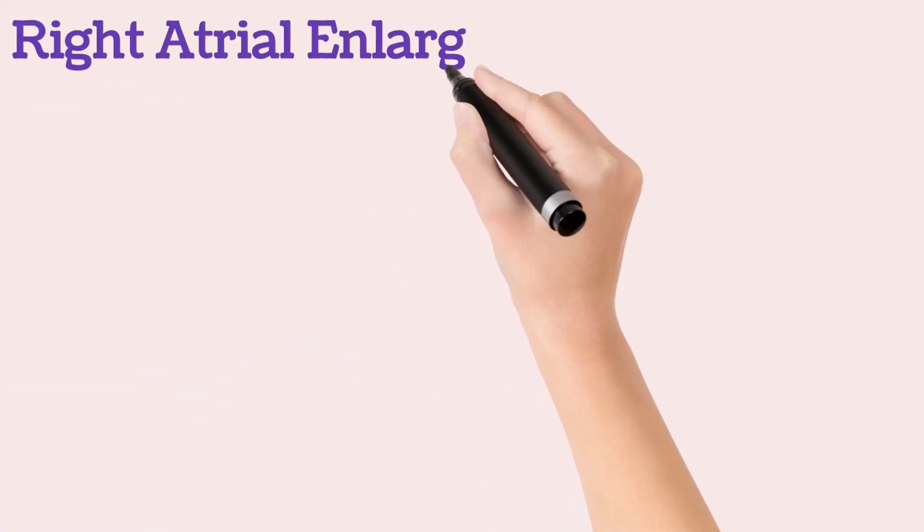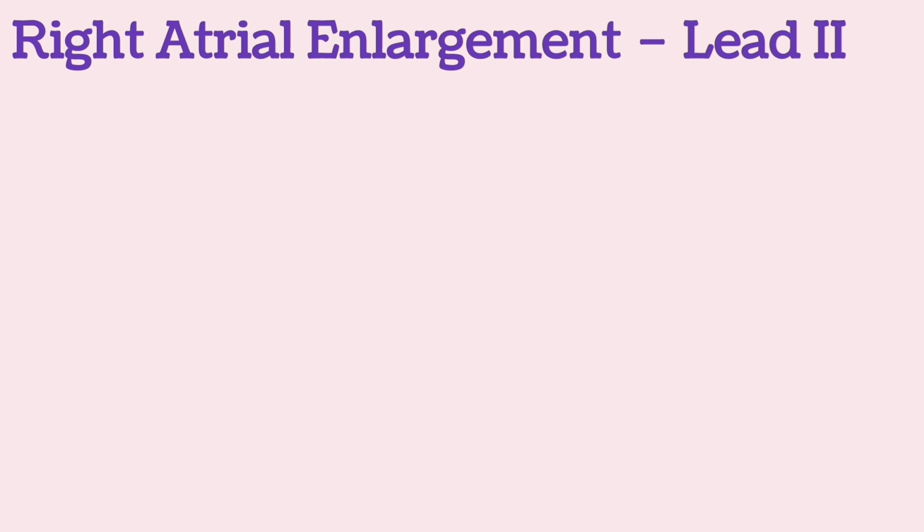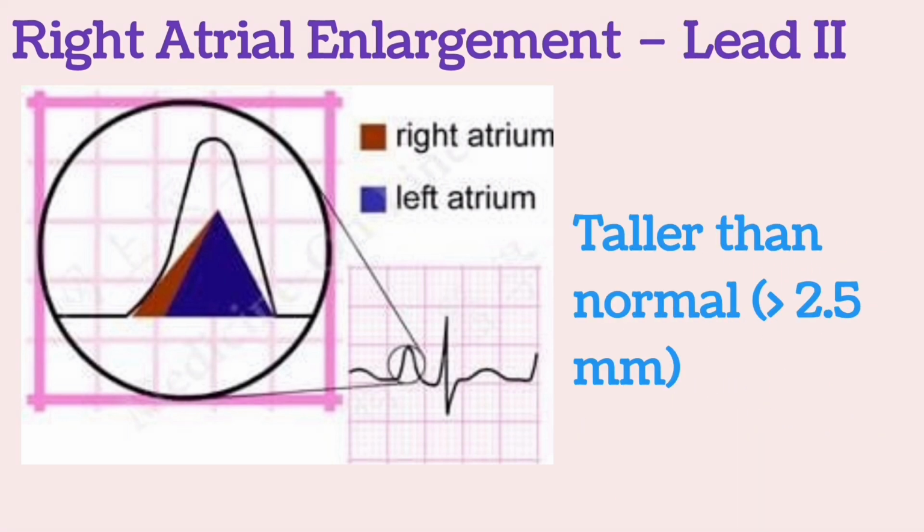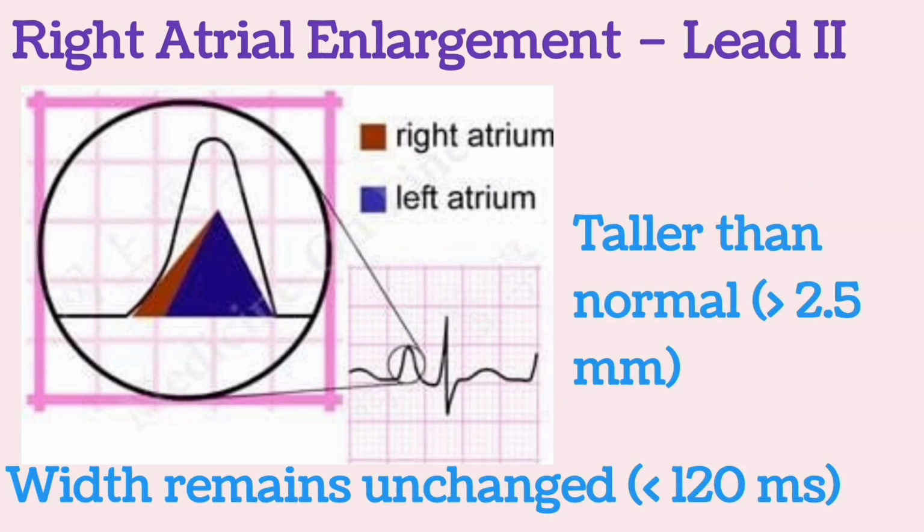Right atrial enlargement. In right atrial enlargement, the right atrial depolarization lasts longer than normal, and its waveform extends to the end of the left atrial depolarization. Although the amplitude of the right atrial depolarization current remains unchanged, its peak now falls on top of that of the left atrial depolarization wave. The combination of these two waveforms produces a P wave that is taller than normal, that means more than 2.5 millimeter, although the width remains unchanged, that is less than 120 millisecond or less than 3 small squares.